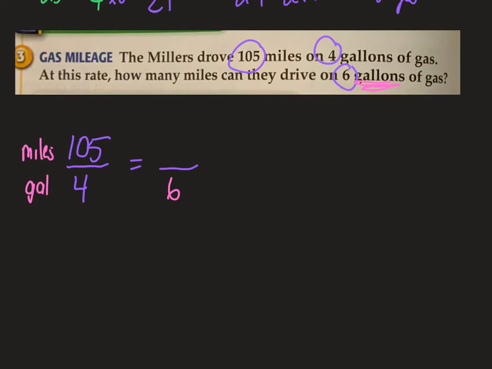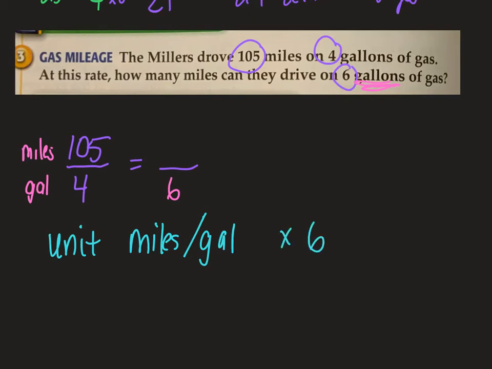They want us to find the unit rate. They want us to find miles per gallon. And then once we know the miles per gallon, we're going to multiply it by 6 because it's 6 gallons. So 105 divided by 4, draw the house, 105 comes in, and we want miles per gallon.